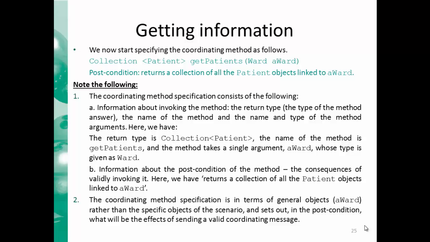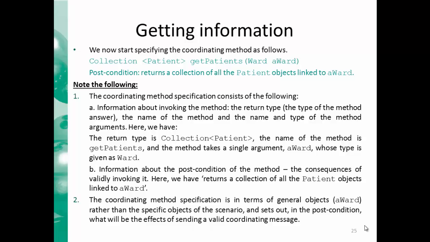All this is possible. So the word name is the parameter for the method getPatients, and the getPatients method will give me a collection of patients, which means the names of the patients in that particular word given as a parameter for that method. The post condition as a result will return for me a collection of all patient objects linked to the word that I am taking as a parameter.